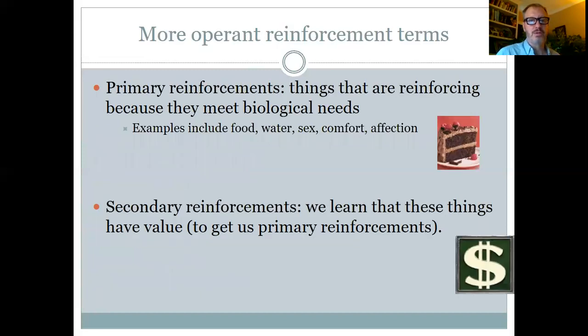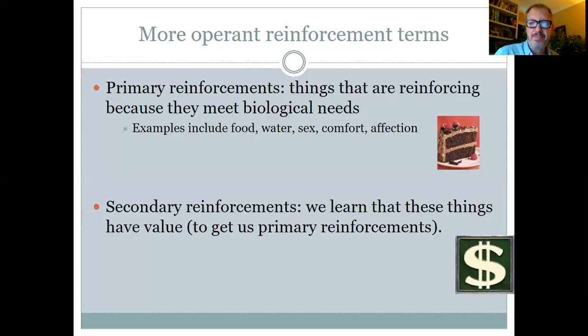Let's see. Two additional terms that I'd like you to know about are the types of reinforcements. When we have positive reinforcements, basically, anything that affects the body directly, and I have up here for primary reinforcements: food, water, sex, comfort, affection. Those things affect a person, an animal's body just directly. Those are called primary. It's kind of like primary school, the basic grades. Those are the things that are called primary reinforcements.